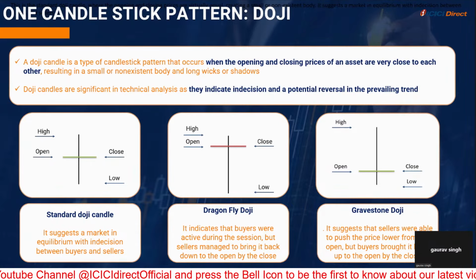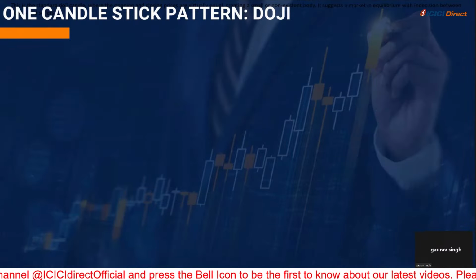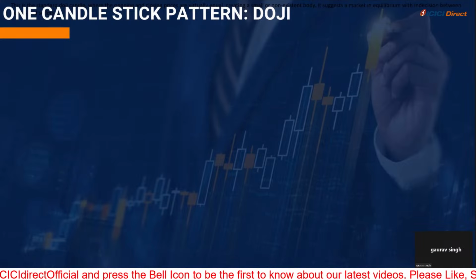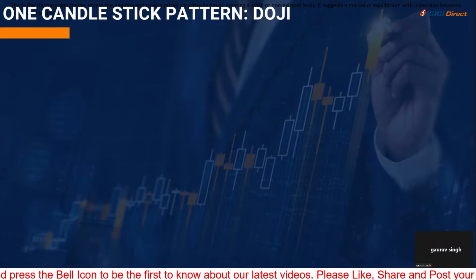Yes, gravestone doji indicates that sellers are there. Perfect. Okay, so viewers who are there, is a doji a confirmation candle or an indecision candle? People who've been attending, is a doji an indecision candle or a confirmation candle?